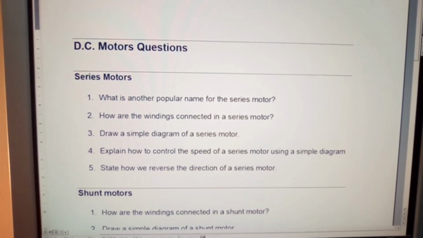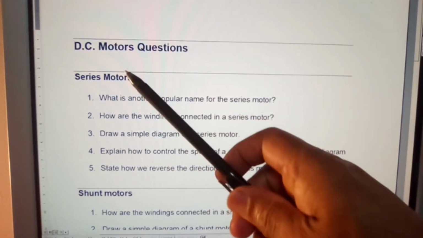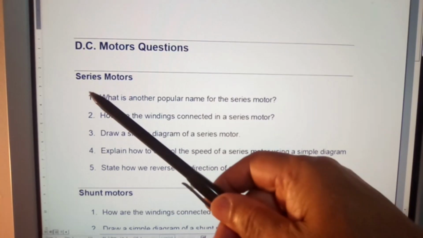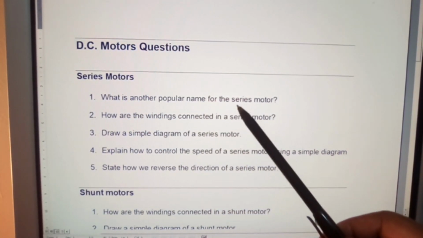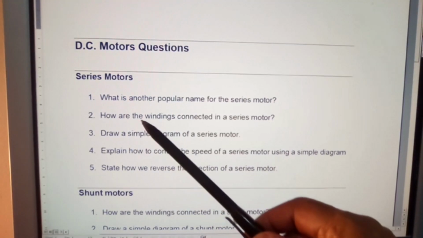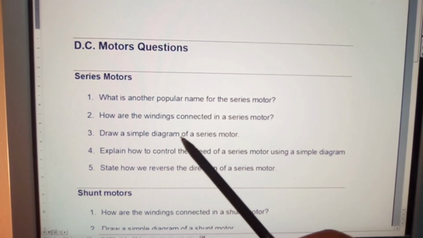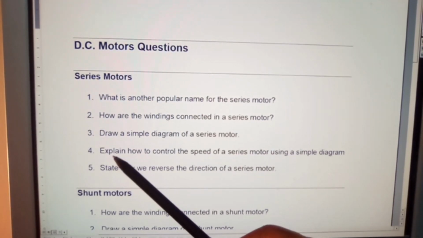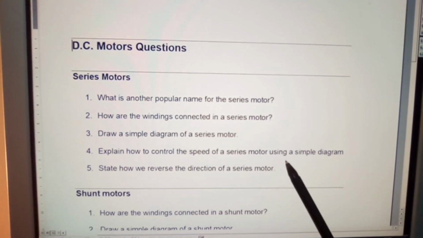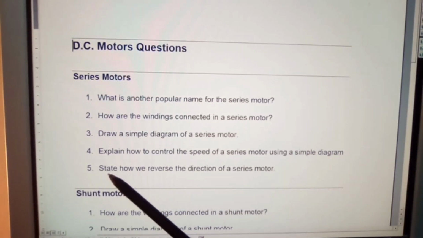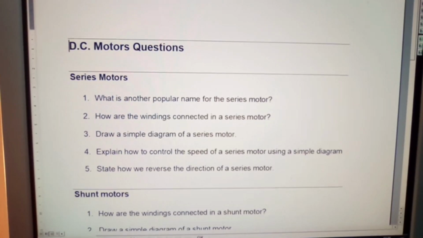Okay, what I want to do here is just to introduce you to DC motors questions, okay? And this is series motors. What is another popular name for the series motor? How are the windings connected in a series motor? Draw a simple diagram of a series motor. Explain how to control the speed of a series motor using a simple diagram. State how we reverse the direction of a series motor. Okay.